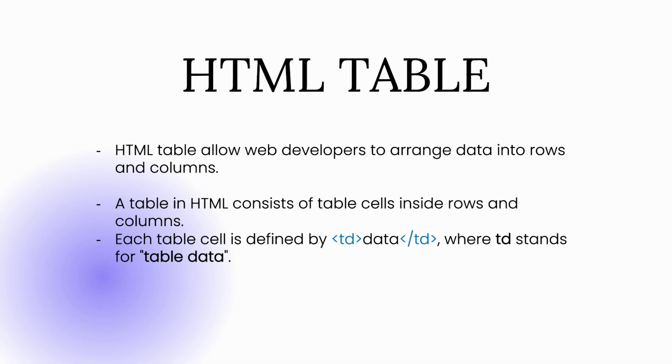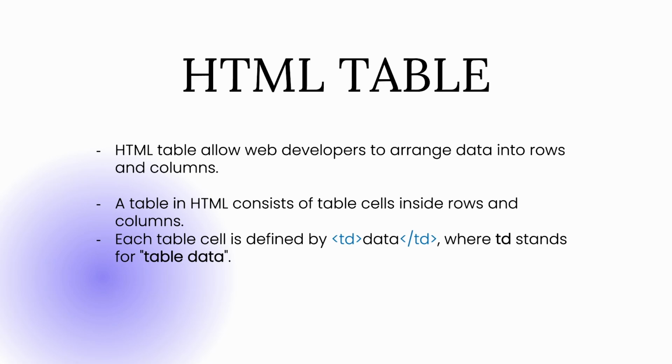The answer is that HTML tables help us organize data such as student records, price lists or timetables. They make information easier to read and understand. HTML tables allow web developers to arrange data into rows and columns. So how do you define a table in HTML? A table in HTML consists of table cells inside rows and columns, and each table cell is defined by a td start and end tag, which stands for table data.